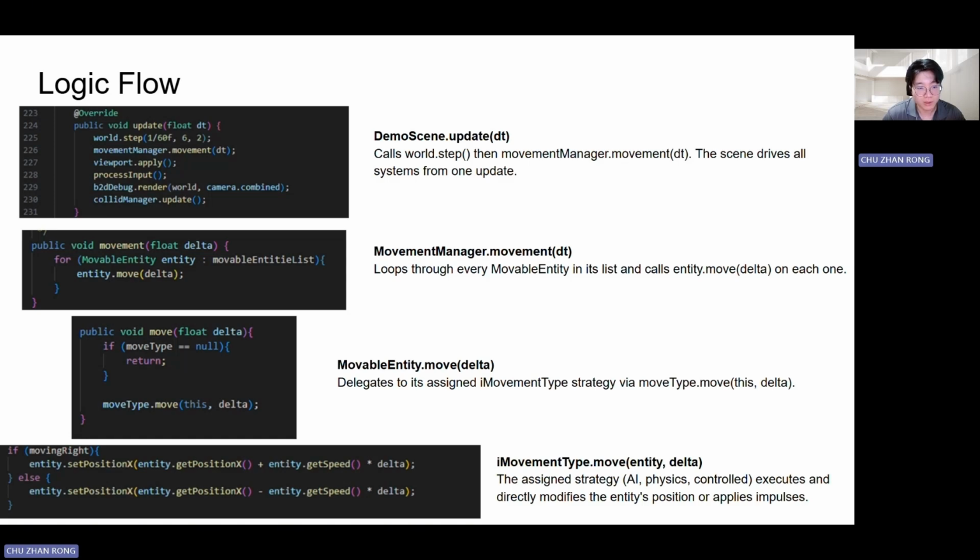Firstly, demoScene.update runs, and it calls world.step to advance the physics simulation, then immediately calls movementManager.movement. Then the movement manager loops through its entire list of movable entity objects and calls entity.move on each one.